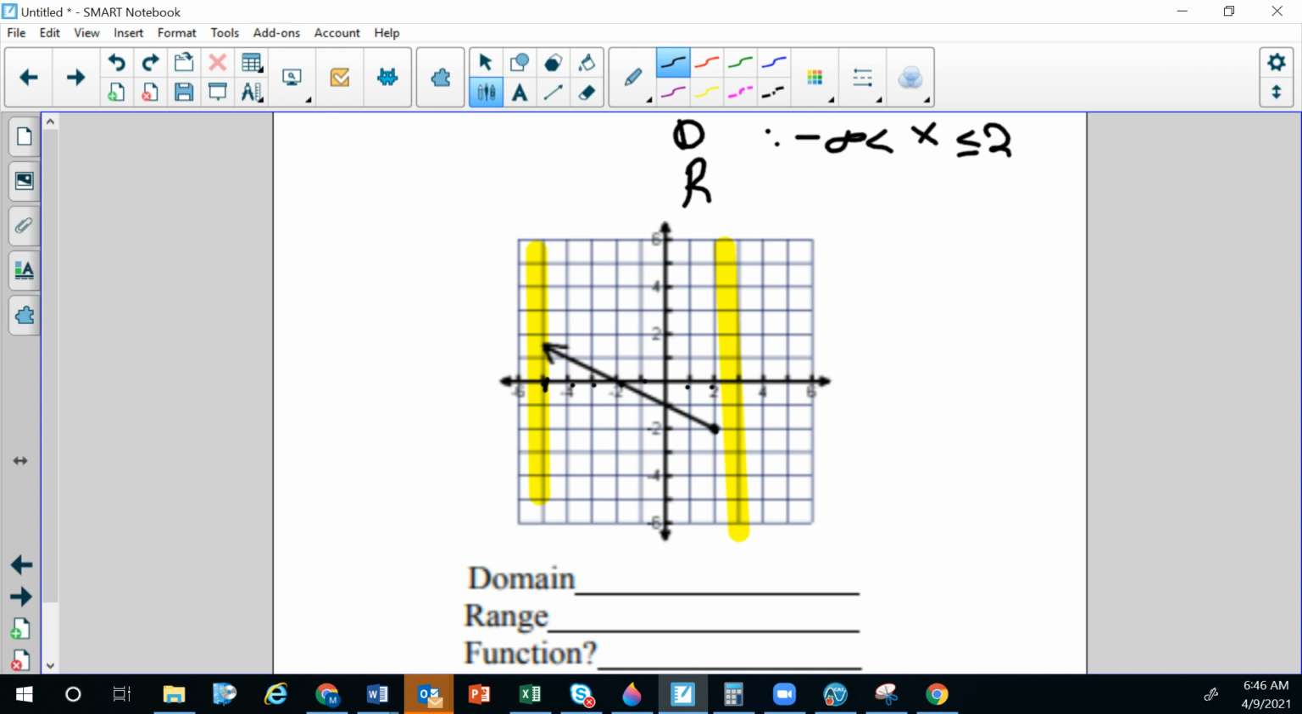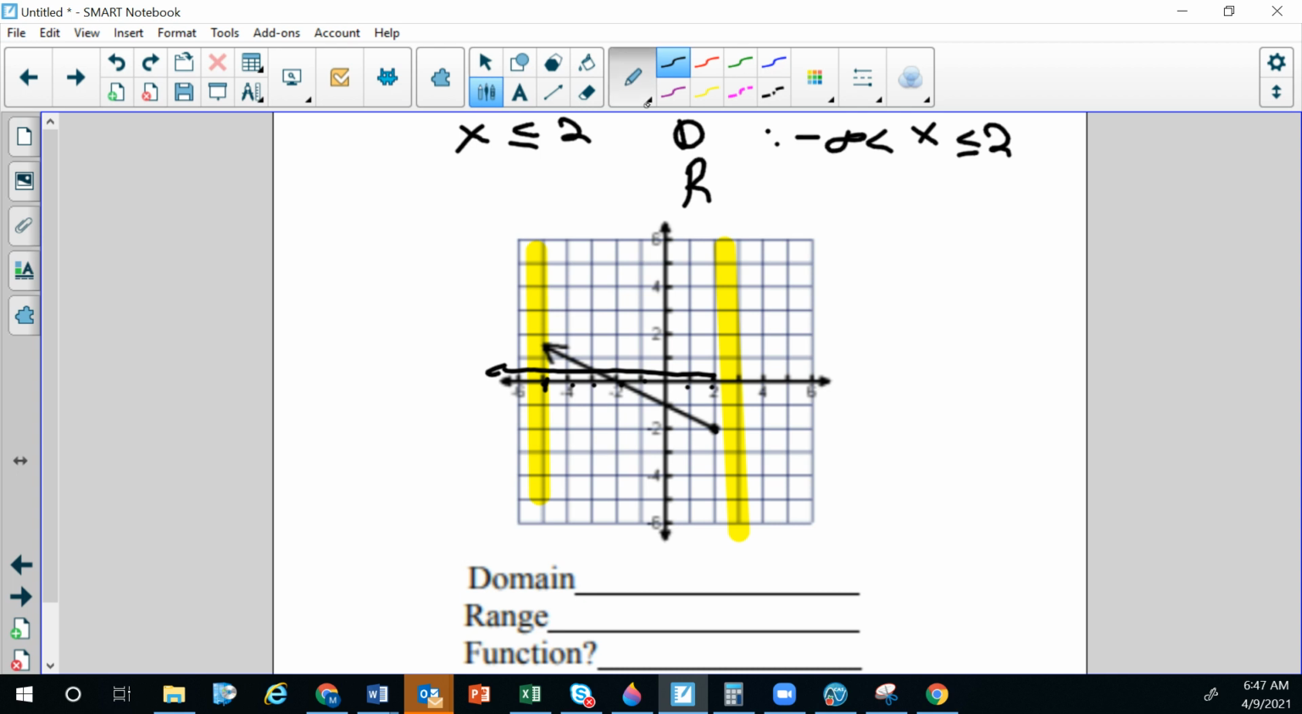Now, there's another way you could write this, all right? Since all the X values, all the domain, are from 2 going all the way to negative infinity, another way of doing this is saying the domain, all the X values, are less than or equal to 2. That's another way of writing it.